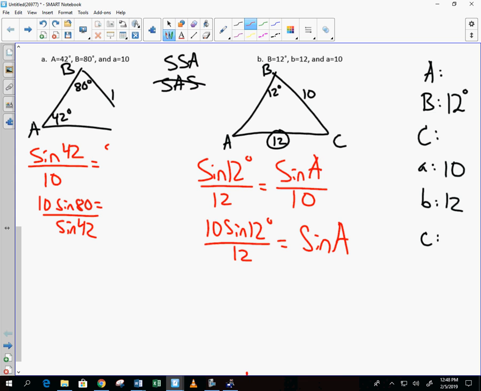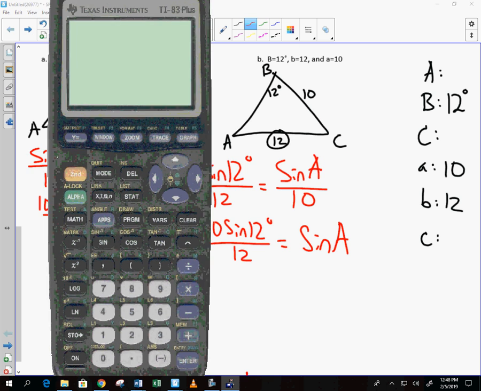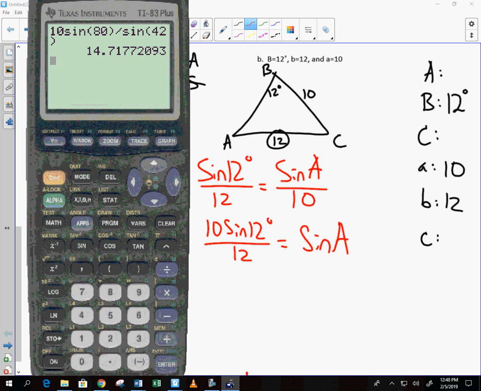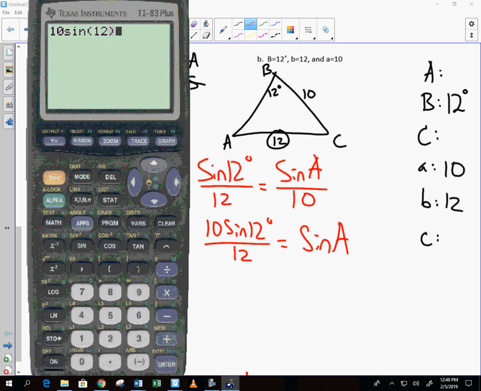What's different about this situation is I'm looking for an angle. Very good. Ishika is on the ball. She sees it. Let's make sure everybody else does as well. We've got 10 sine of 12 parentheses divided by 12. I get 0.17. Does that mean that the angle is 0.17? No. We take the inverse sine. Sine inverse. And I could just do second ANS to get the answer. Saves me some time and effort. And I press enter. I get 9.98. So that means angle A is 9.98.